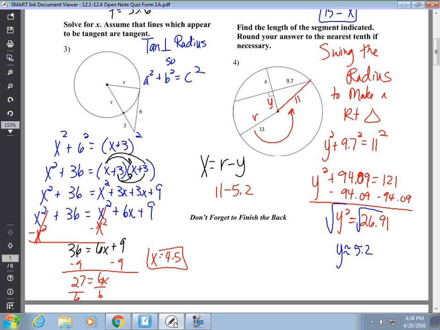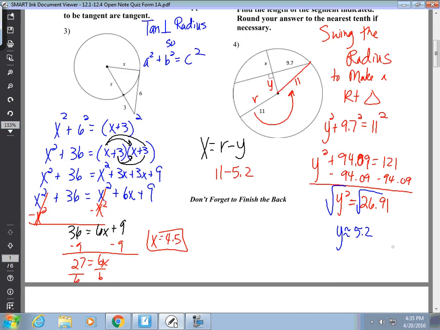And then number 4, we did this on the reassessment packet. You're going to have to swing the radius to make the right triangle, and then use Pythagorean theorem. So I have y squared plus the 9.7 squared equals 11 squared. Even though you have a decimal, you need to put it in your calculator to get the decimal answer when you square it. This was 94.09. And then we had 121. Subtract the 94.09. That gives you 26.91. Then you have to take the square root. That was approximately 5.2. And to find x, we have to now subtract the y, which we just found, from the radius. That's why I said r minus y. 11 minus the 5.2 would give you your x. I didn't give you the answer here. You can put that in your calculator and get that.